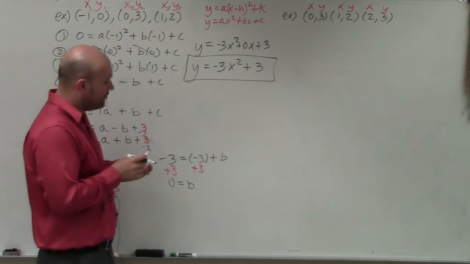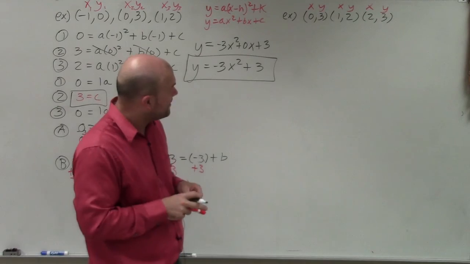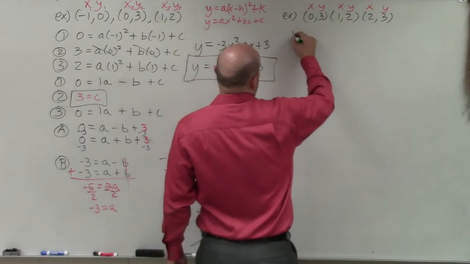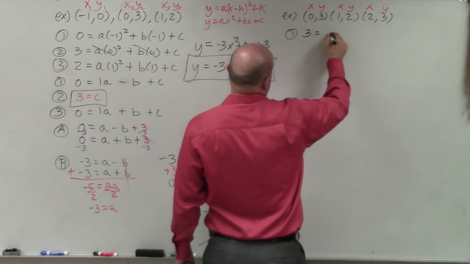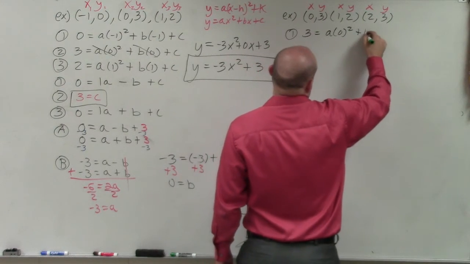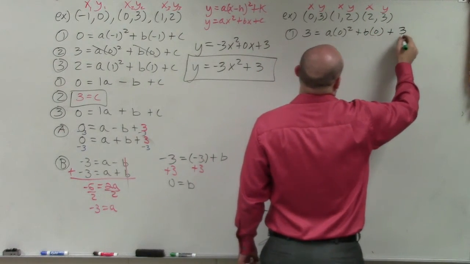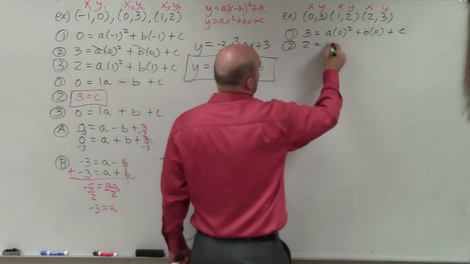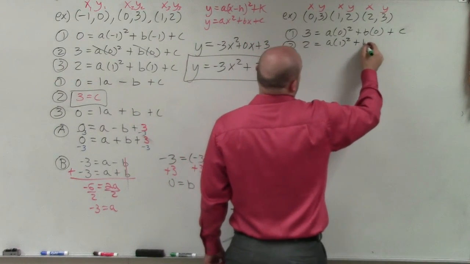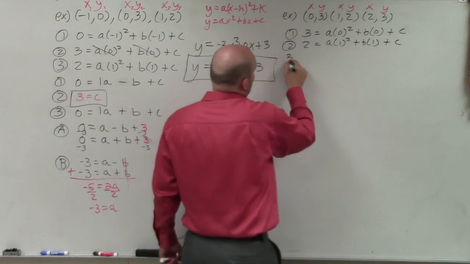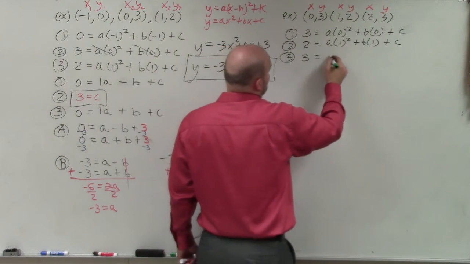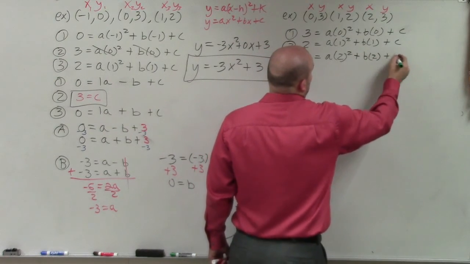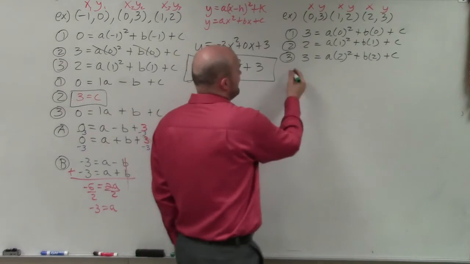Ta-da! OK, so hopefully now you have a little bit of an idea of what to do for that one. We're just going to do the exact same thing. We have, again, our x, y's. We're going to set up our 3 equations. Equation number 1 is going to be 3 equals a times 0 squared plus b times 0 plus c. Equation number 2 is going to be 2 equals a times 1 squared plus b times 1 plus c. And equation number 3 is going to be 3 equals a times 2 squared plus b times 2 plus c.